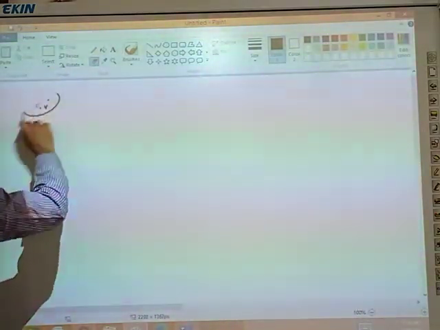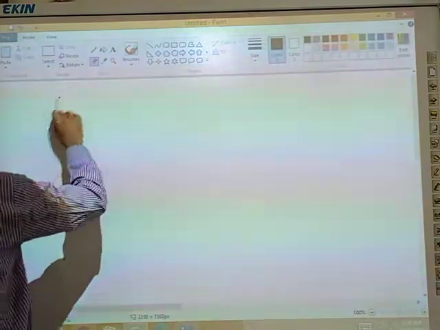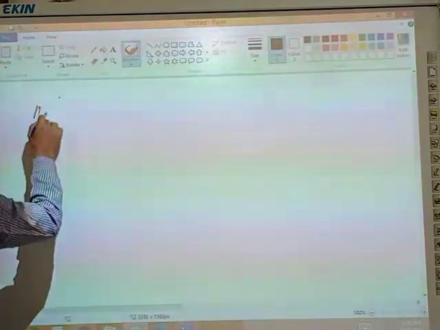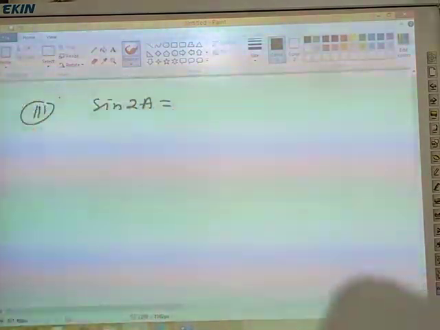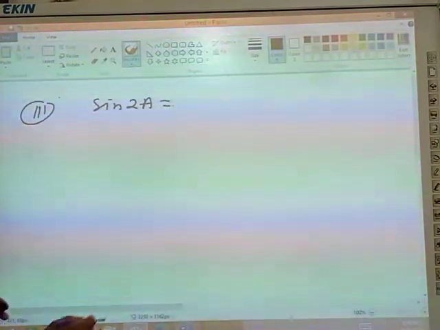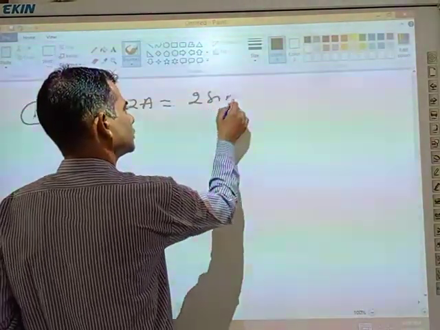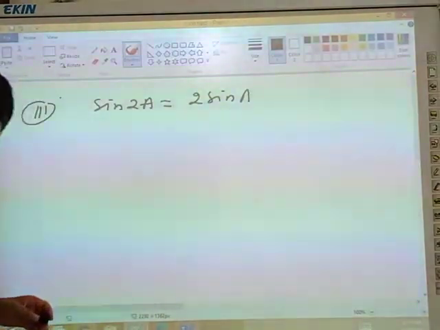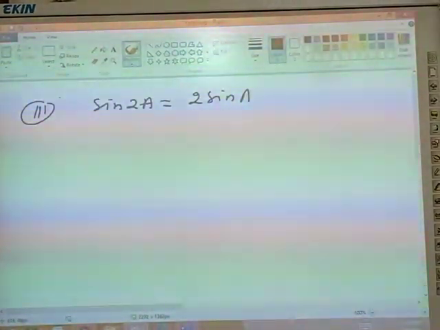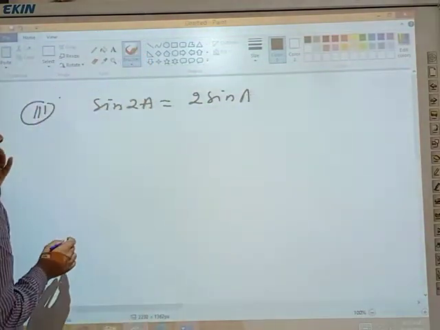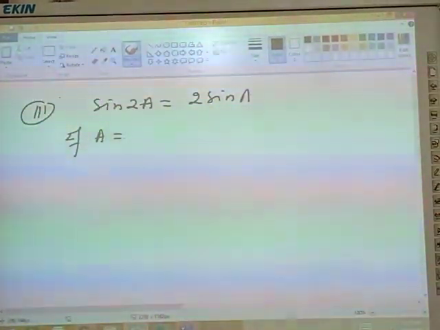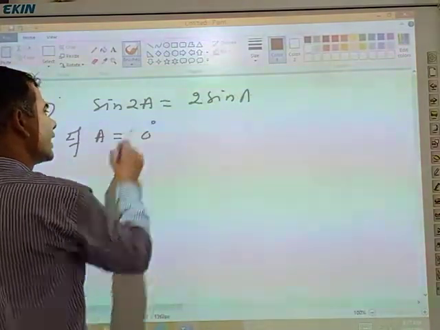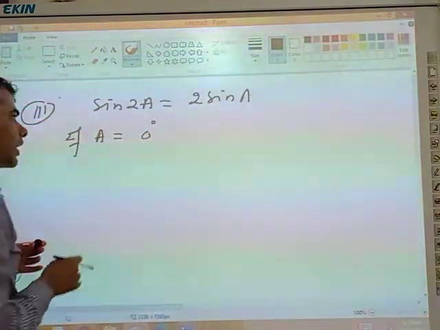Sin 2a. 2 sin a is true when a is... If you will take the value of a, option A is 0 degree. Please check that at 0 degree sin 2a is equal to 2 sin a. Yes or no?